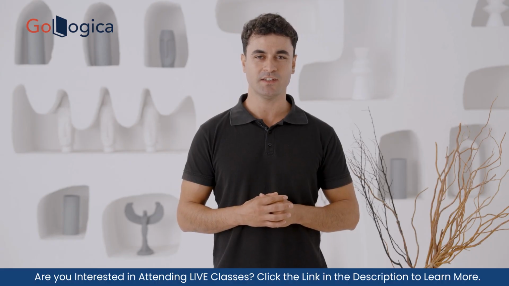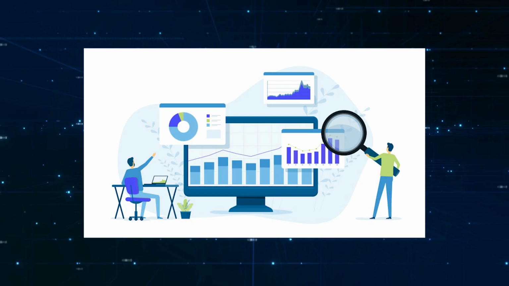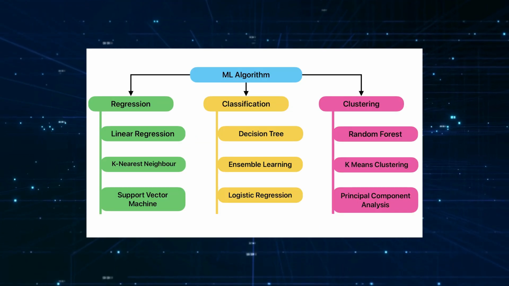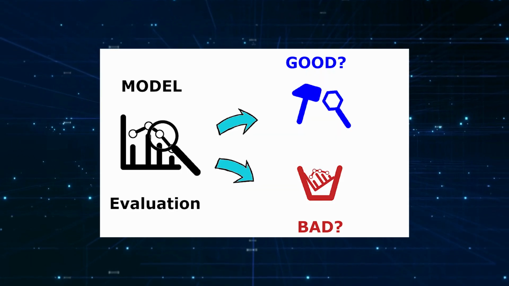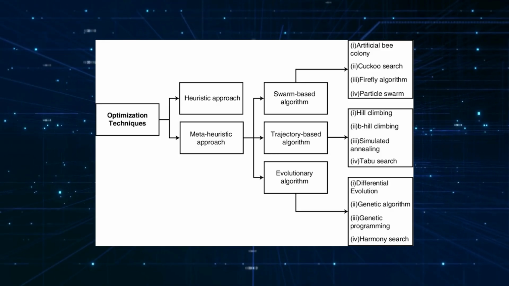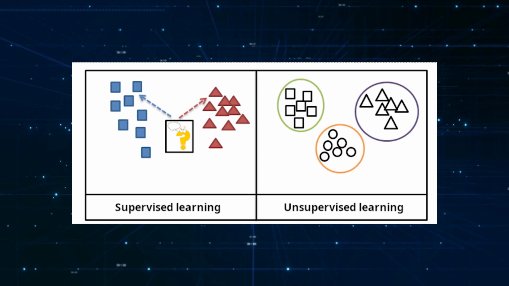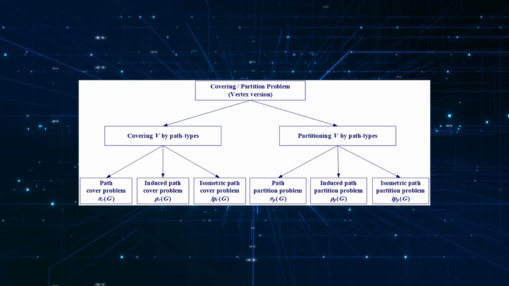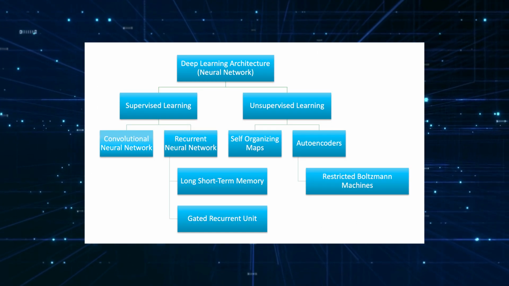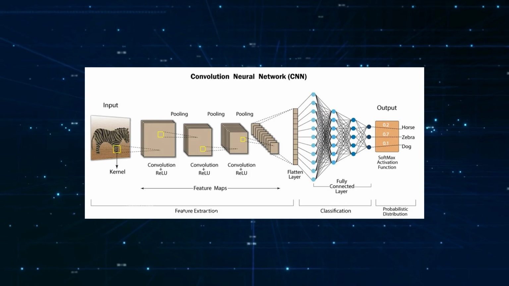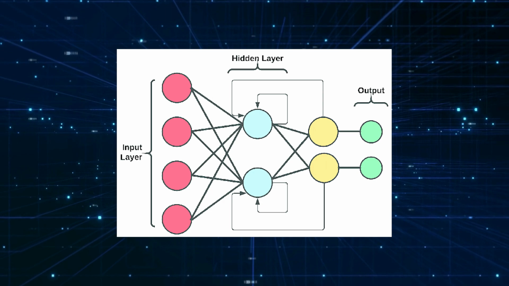In this course, participants will explore how to clean and manipulate data sets, perform exploratory data analysis, and implement various machine learning algorithms. They will learn about feature engineering, model evaluation, and optimization techniques to enhance predictive accuracy. The training includes supervised and unsupervised learning methods, covering classification, regression, clustering, and deep learning architectures, such as convolutional neural networks, CNNs, and recurrent neural networks, RNNs.